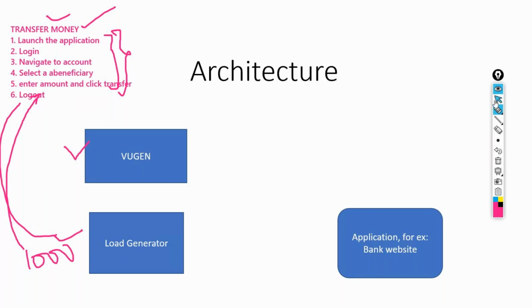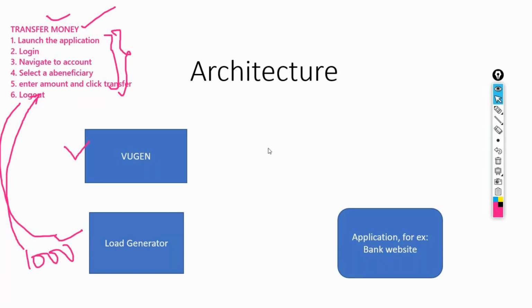Now you have two components ready. One is the load generator, which will simulate users. One is Vusion, which will generate the script for us. Why do we need to generate the script? Because we need to run the same flow again and again with multiple users. That's the reason we need a common script. Which component will do that? Vusion. We will see that practically in some time.